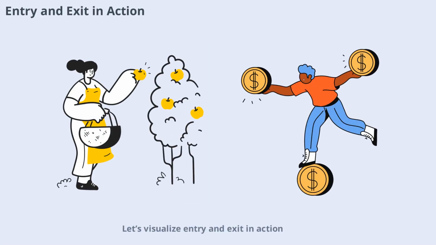Let's visualize entry and exit in action. Imagine a new trend in the food industry, say gourmet donuts. Early shops make high profits, attracting new entrants. As more shops open, competition rises, prices fall, and profits shrink. Eventually, only the most efficient shops remain, earning zero economic profit.